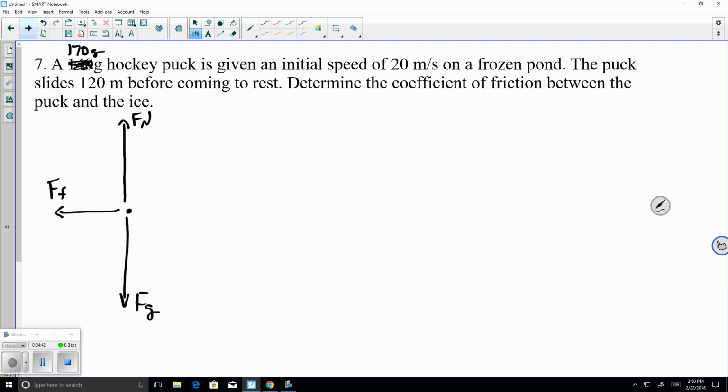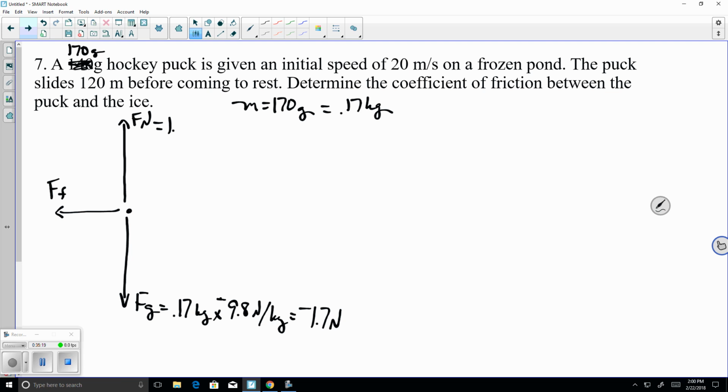Okay, so what do I know? Mass equals 170 grams. So that's equal to 0.17 kilograms. So this is 0.17 kg times minus 9.8 newtons per kg. And we're going to get really kind of crude numbers here. That's minus 1.7 newtons. And that's going to make the normal force equal to 1.7 newtons.